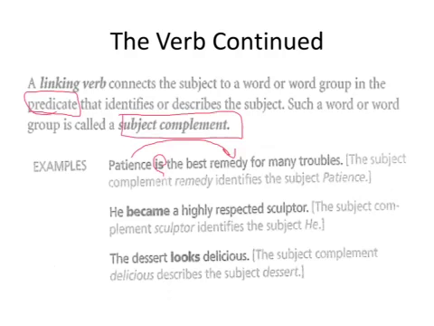He became a highly respected sculptor. The linking verb became is linking he and sculptor. Basically, he is a sculptor. The dessert looks delicious. The linking verb looks links dessert with delicious. In other words, the dessert is delicious.